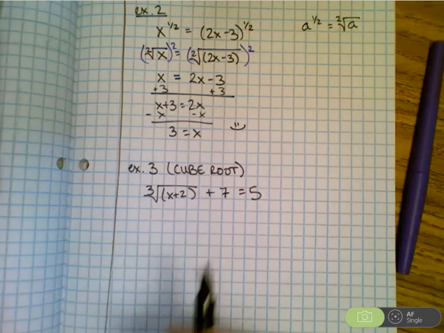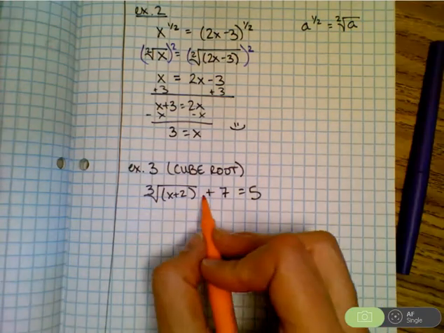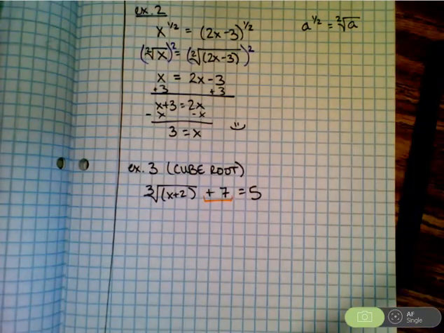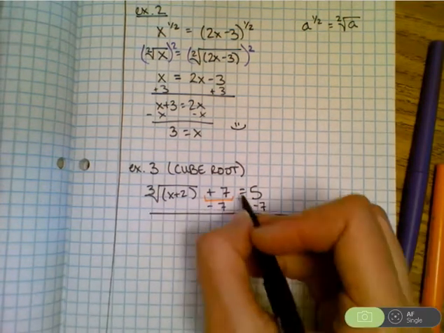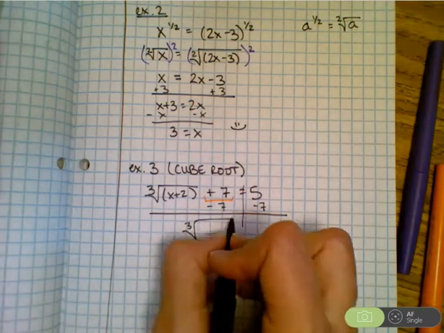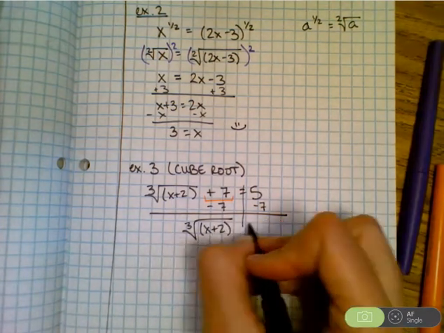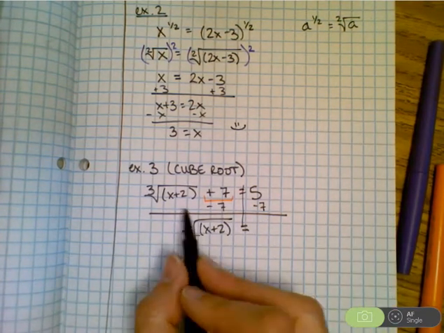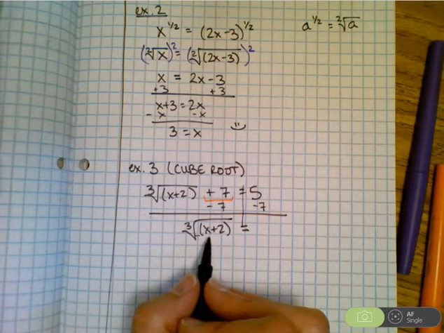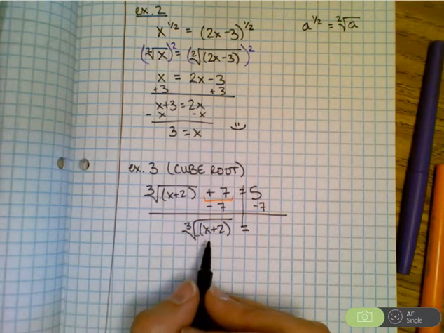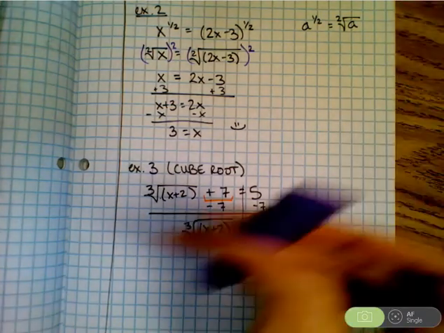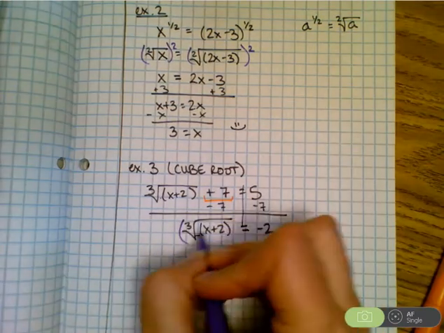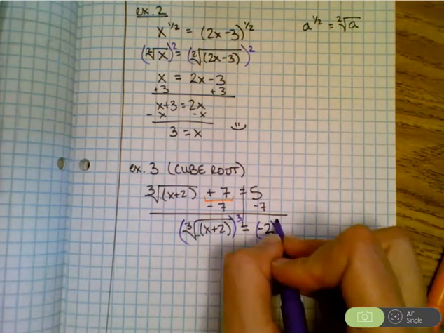So one thing to notice here is that this plus 7 is outside of the cube root. So the first thing I'm going to do is subtract 7 on both sides to isolate my cube root. And I'm putting the parentheses here so it's really clear what's inside and outside the cube root. If you wanted to write it without, that would be totally fine. Equals negative 2. So now I've got my cube root by itself, so I'm going to cube both sides.